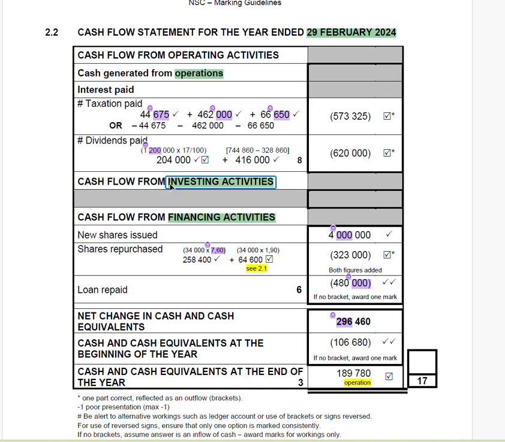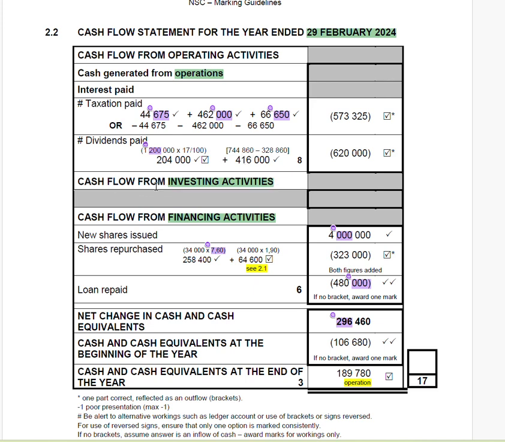Then what next are you going to do? You're going to add the two, which is what was declared last year and paid this year, plus what was fully paid in the current year. And then, because this is a dividend payout, we're going to get a negative cash flow, which is a cash outflow. Now, the cash outflow is 620,000.